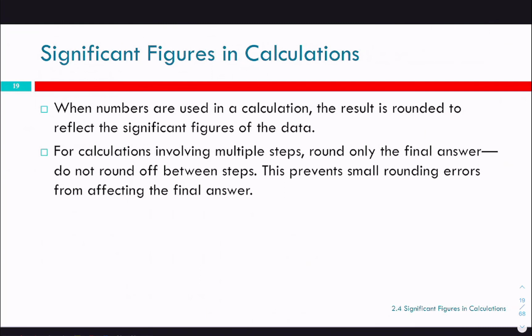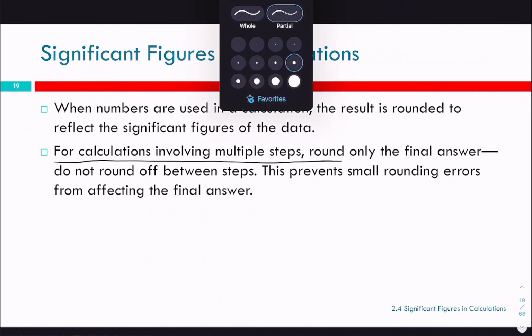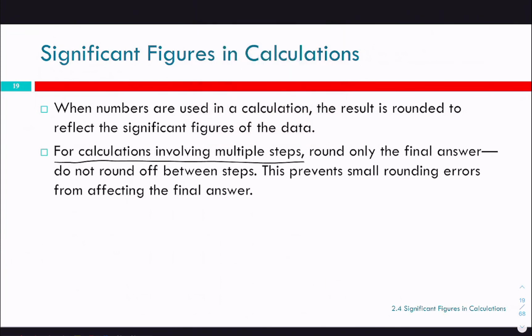And then this one is super, super important, and I don't think I've highlighted it enough in the past. For calculations involving multiple steps, actually erase just back to here. And then I want to highlight this. Round only the final answer.